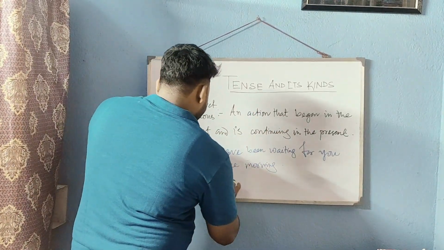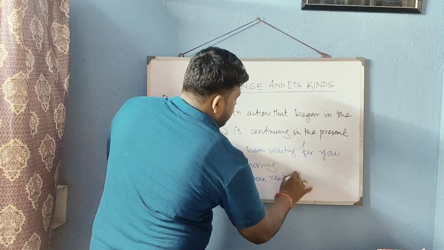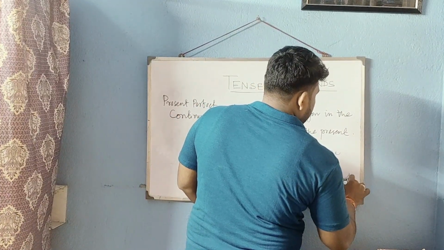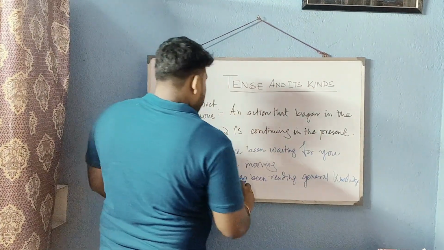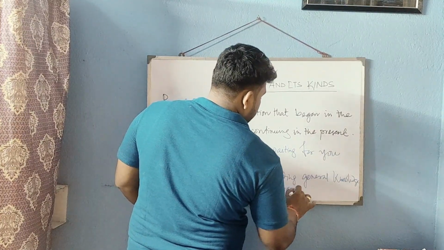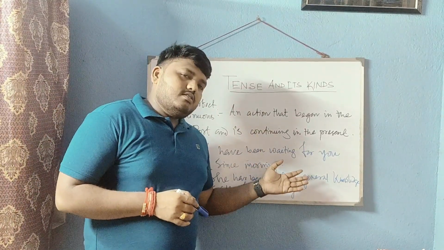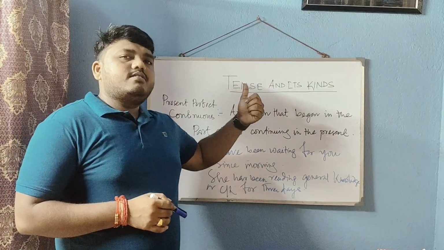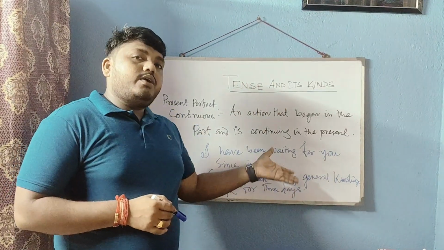I have been waiting for you since morning. She has been reading general knowledge, or GK, for 3 days. So she started reading general knowledge 3 days back and is still reading. So an action started in the past and is still going on.